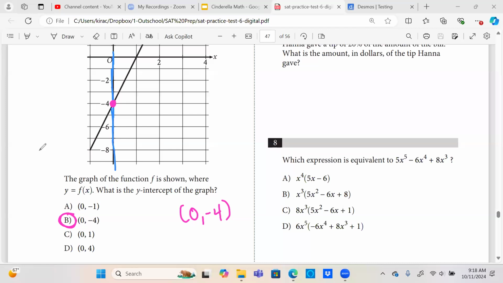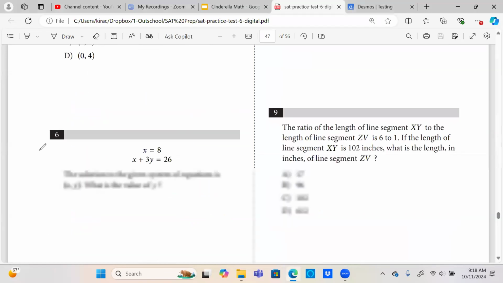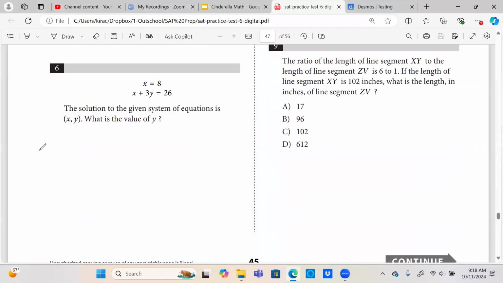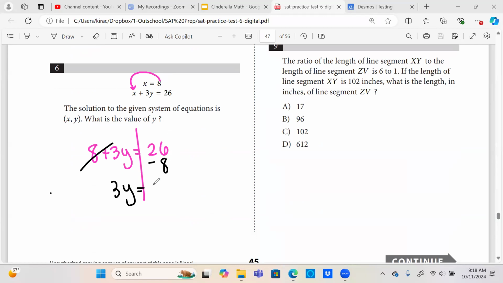Number 6. Oops, sorry. We have a system. The solution to the given system of equations is x, y. What is the value of y? Well, they've told you x is 8, so just pop that right there. So 8 plus 3y is 26. Solve. Minus 8 gives us 3y is 18. Dividing by 3, y is 6. Now be careful, don't just put in 6. It's the point. Always x comma y. X was 8, y was 6.